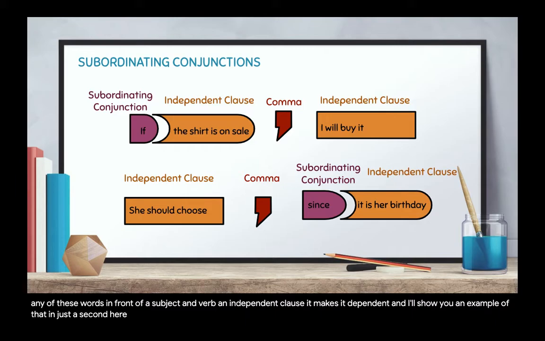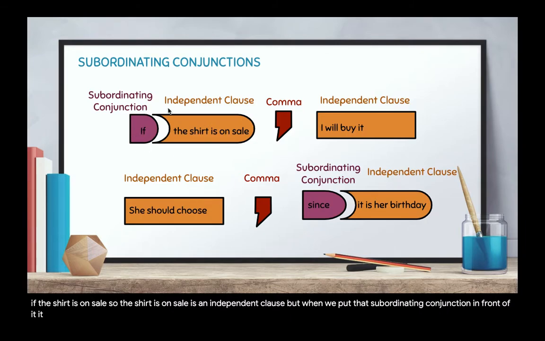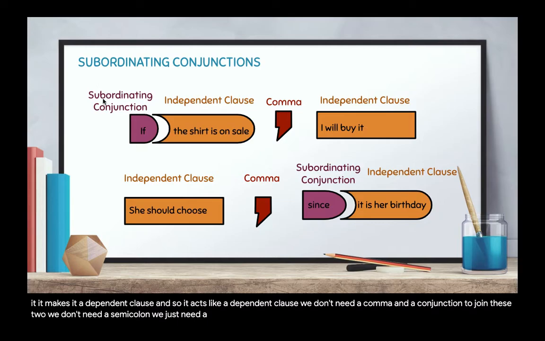So here are some examples of the subordinating conjunction being joined with an independent clause. And so if the shirt is on sale: the shirt is on sale is an independent clause, but when we put that subordinating conjunction in front of it, it makes it a dependent clause, and so it acts like a dependent clause. We don't need a comma and a conjunction to join these two. We don't need a semicolon. We just need a comma because this is acting like a dependent clause.